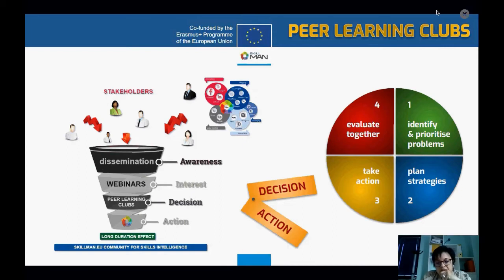The second step, the second phase, is named plan strategies. Of course, if we work together, if we are inside a format that is focused on the peer learning approach, we have to plan joint strategies to define how to disseminate, to capitalize the results, and also how to engage relevant stakeholders, etc.